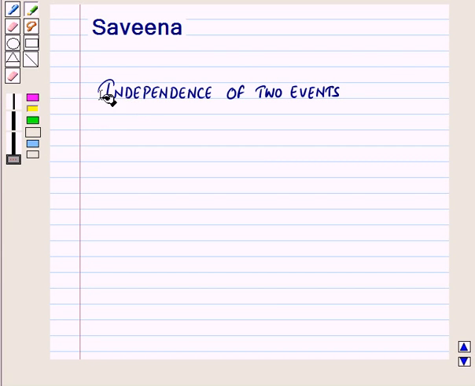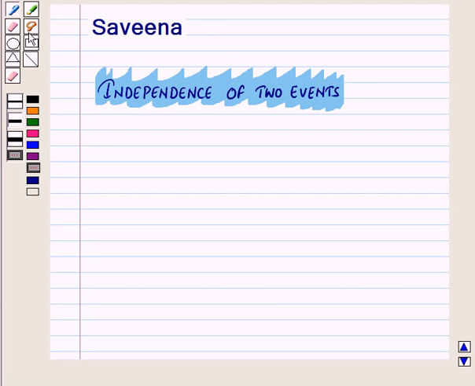In this session, we'll discuss independence of two events. Now, in one of our sessions, we have discussed the compound events and probabilities of dependent and independent events.